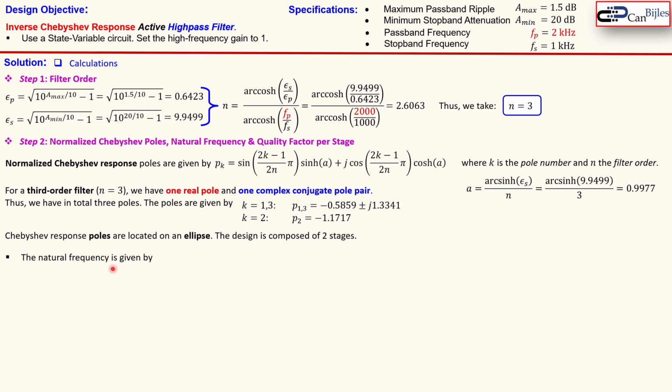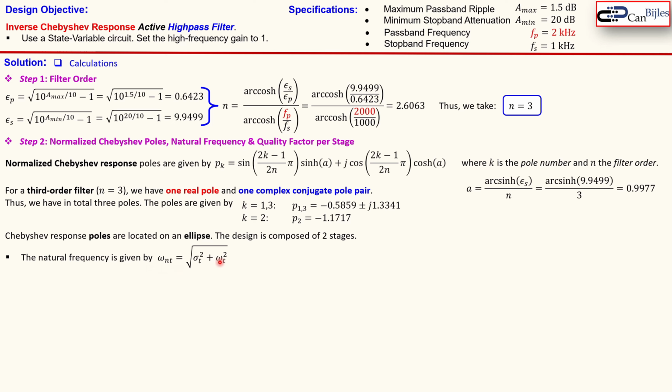The natural frequency is given by this expression, and here you see sigma, which is the real part, and omega, which is the imaginary part of our poles. And the quality factor is given by this expression. Now you also see here the subscript T, and that T is the stage number. And again, the small letter sigma is the real part of our pole, and omega is the imaginary part of our pole.